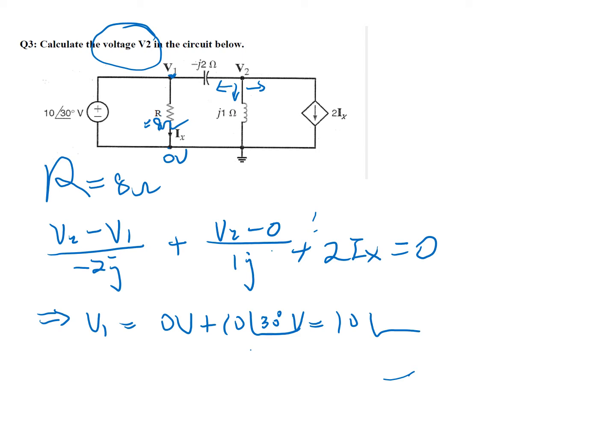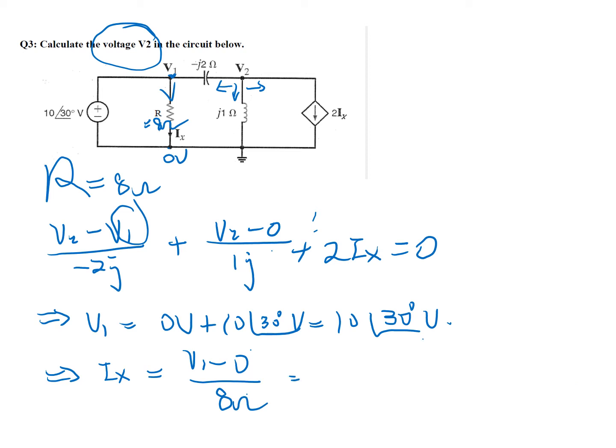So that's 10 angle of 30 degrees volt. So now we have V1. Let's see whether we can get Ix. Ix is the current here. So we simply use Ohm's law. We have Ix is equal to V1 minus 0 over 8 ohm.